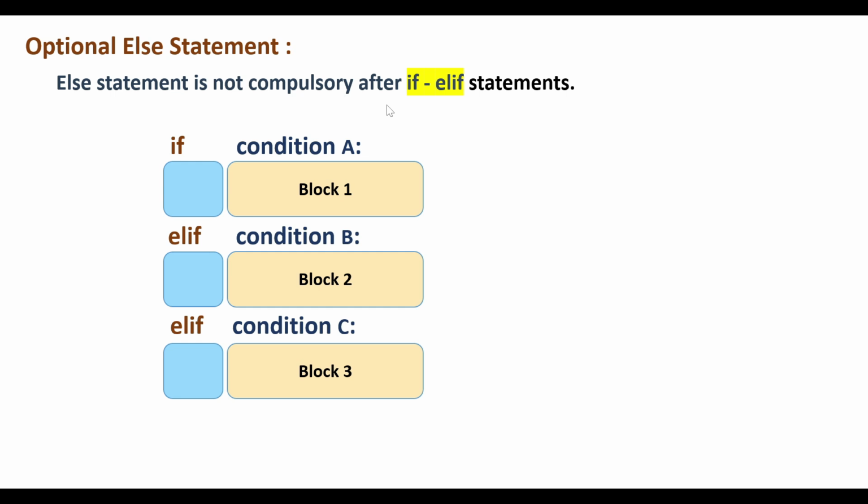Next, the optional else statement. The first if condition was discussed in the previous video. In an if condition, if the condition is true, the code will be executed. Otherwise it is skipped. If you need it, you write an else condition. If you do not need an else block of code, you do not need to write any else condition.